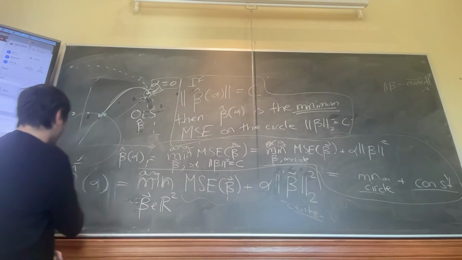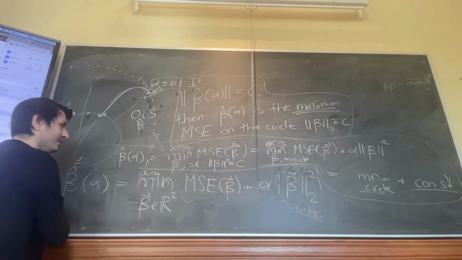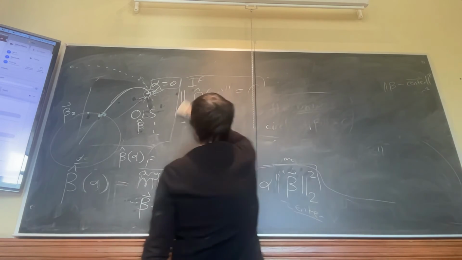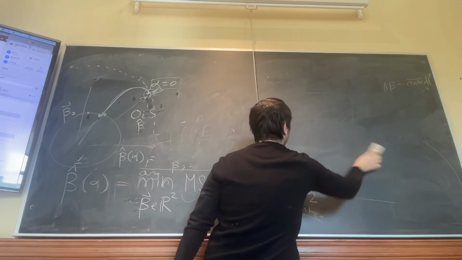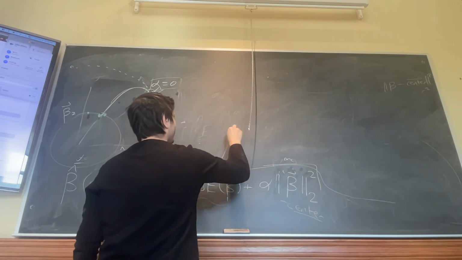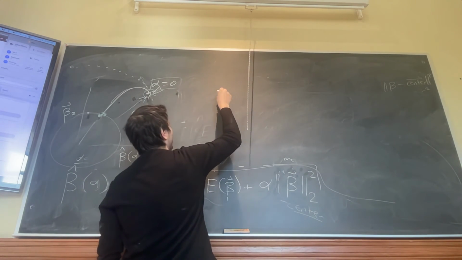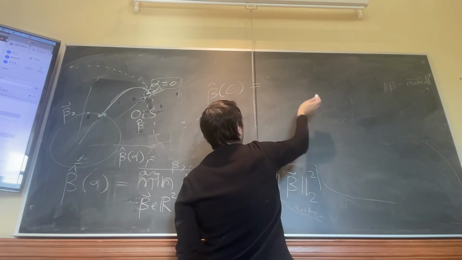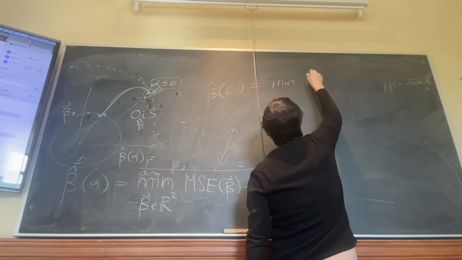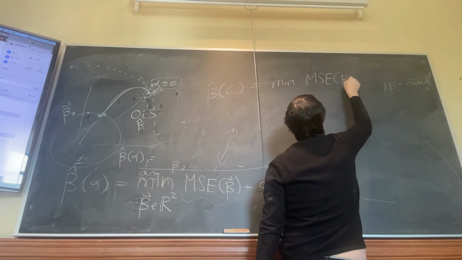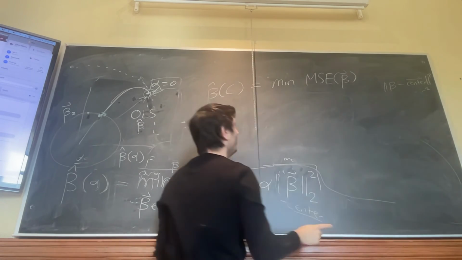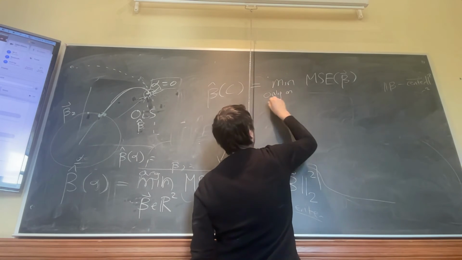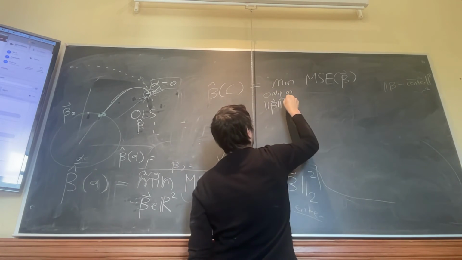And so what we've discovered is that this curve, beta hat of alpha, which does this minimization, is the exact same thing as the following curve. This curve, beta hat of alpha, starts at the ordinary least squares solution and goes down to 0. This is exactly the same as minimizing on the circle. So you could do beta hat of c, which is equal to the minimum of the mean squared error as a function of beta, but not the minimum everywhere, only on the circle of radius c. So only on norm of beta squared equals c squared.